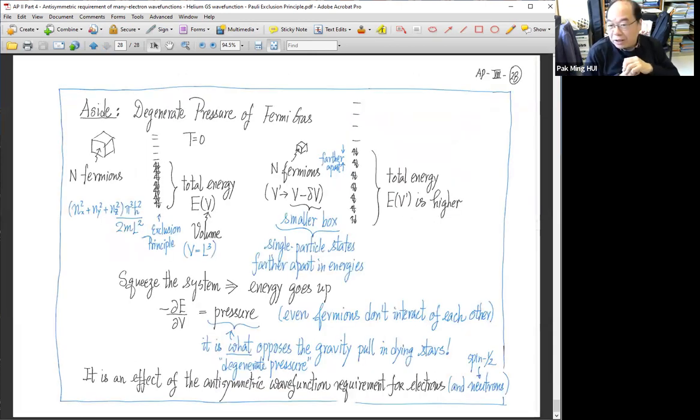The very last page is for those who read some astrophysics.